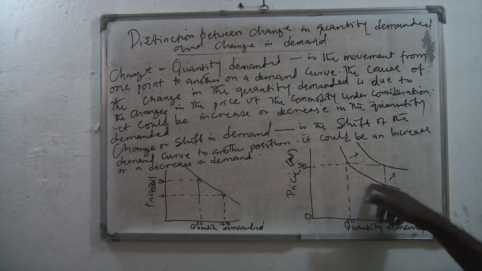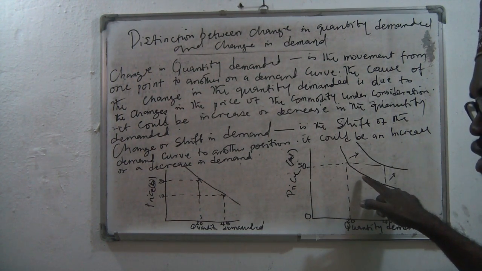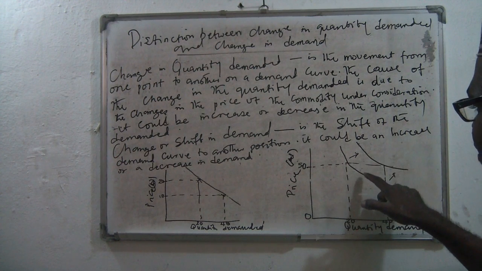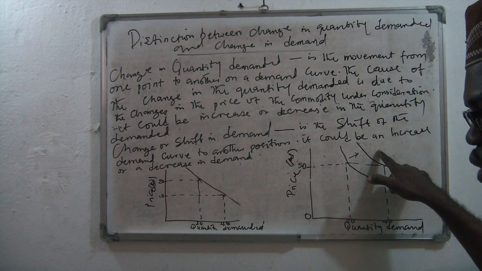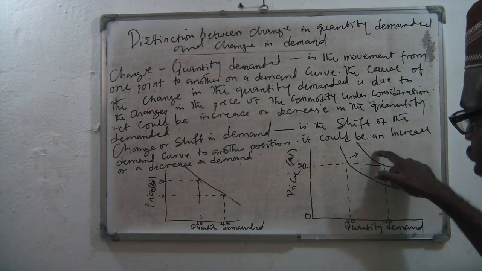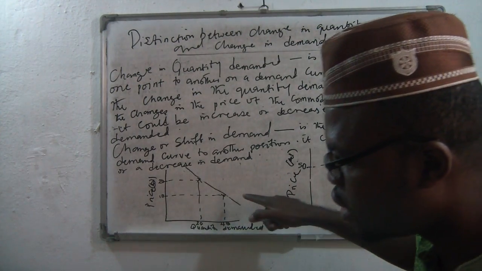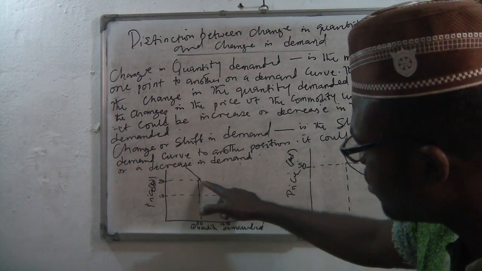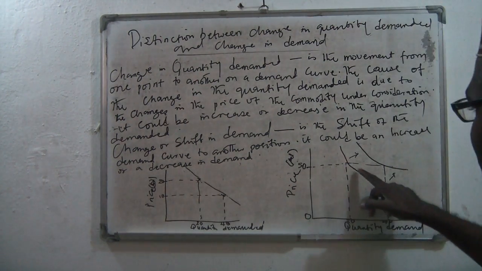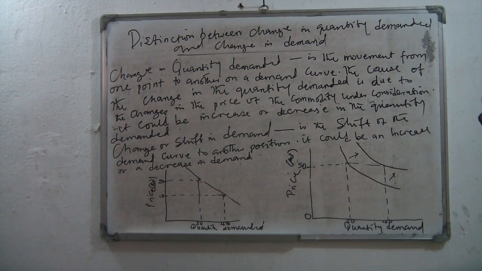Whereas change in demand is shown by a shift in the demand curve. Can you see the former demand curve, and this is the new one? A shift in the demand curve. Whereas this one is shown by movement on the same demand curve. Is that clear? This one is shown by movement on the demand curve, whereas this one is shown by a total shift of the demand curve.